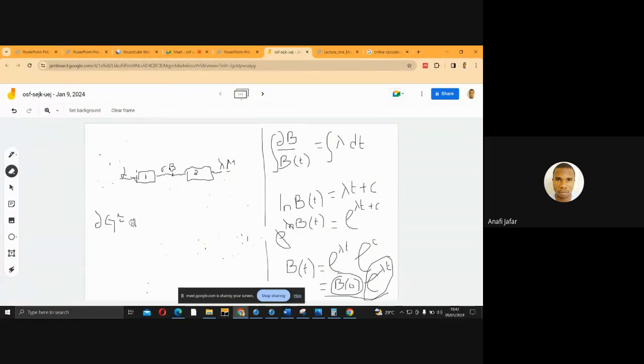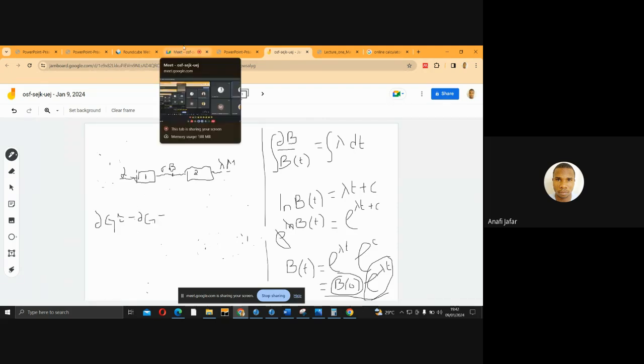I don't know why this thing is shaking now, but before it worked very well. So here we have minus delta G minus, what next?